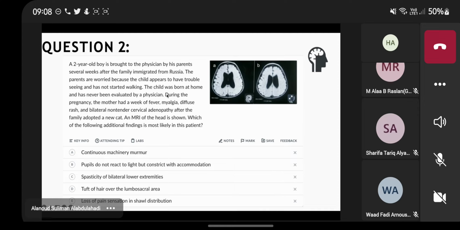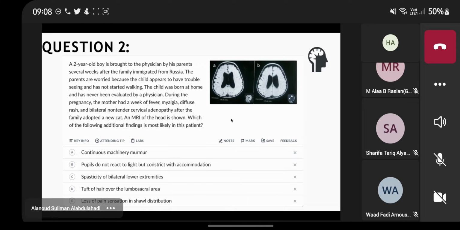Go ahead. Second question. A 2-year-old boy is brought to the physician by his parents. Several weeks after the family immigrated from Russia, the parents are worried because the child appears to have trouble seeing and hasn't started walking. The child was born at home and has never been evaluated by a physician. During the pregnancy, the mother had a week of fever, myalgia, diffuse rash, and bilateral non-tender cervical adenopathy. After the family adopted a new cat, an MRI of the head is shown. Which of the following additional findings would be most likely in this patient?